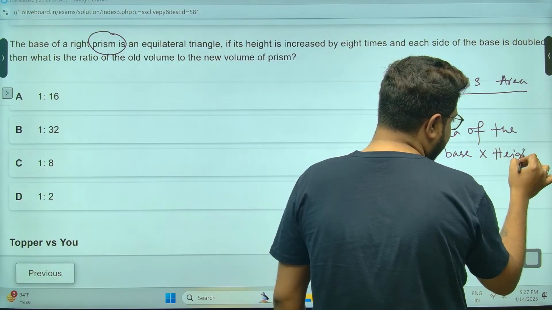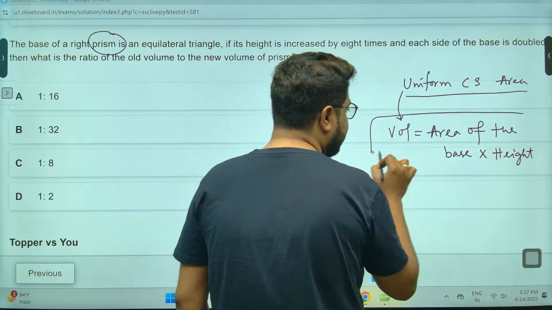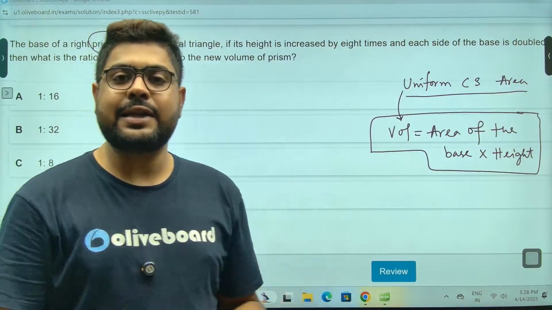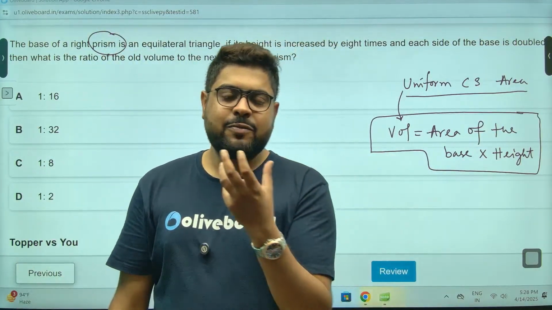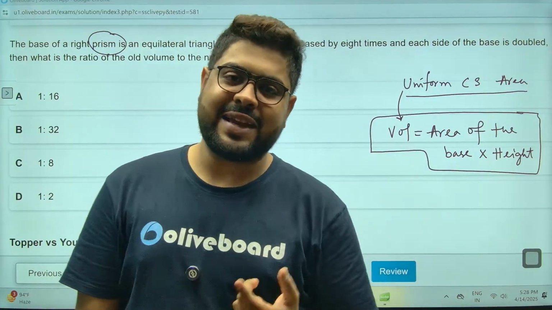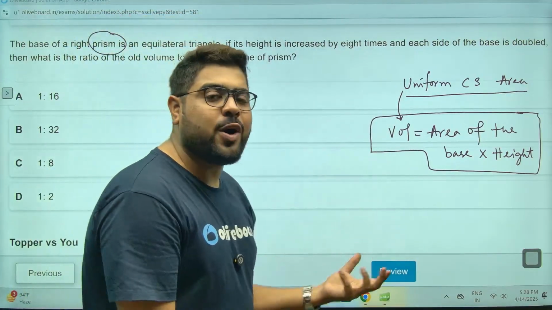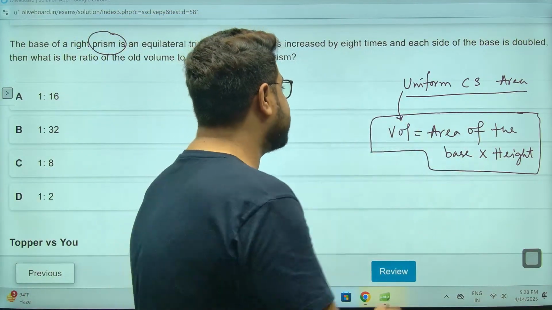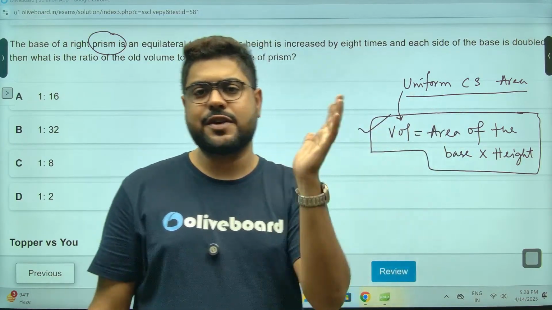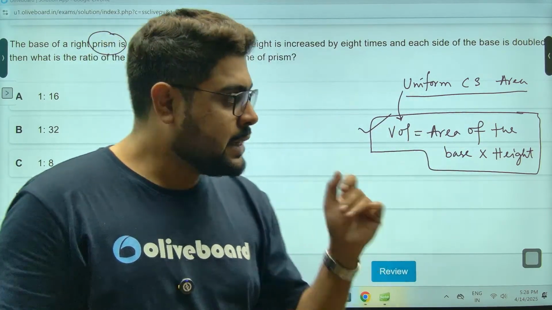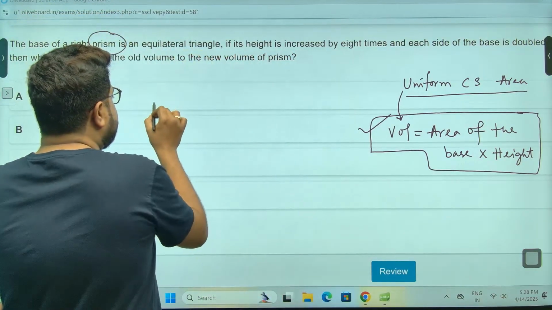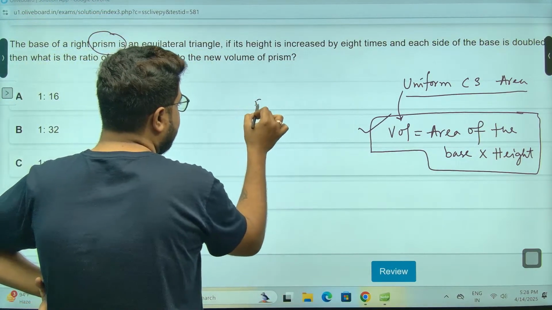The same can be followed in any 3D structure having uniform cross section, be it a cylinder. In a cylinder, the base is a circle, area is pi r square, into height, pi r square h formula. You take a cuboid, a cube, everywhere this works. And a similar formula is there for CSA, curved surface area, as well. Now, initial, final.